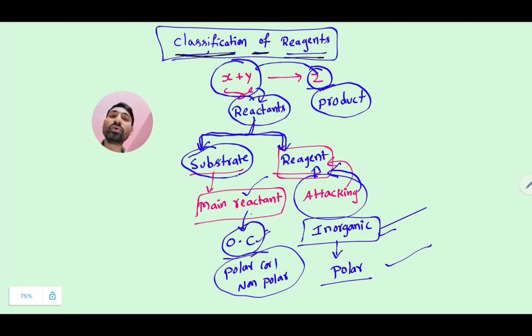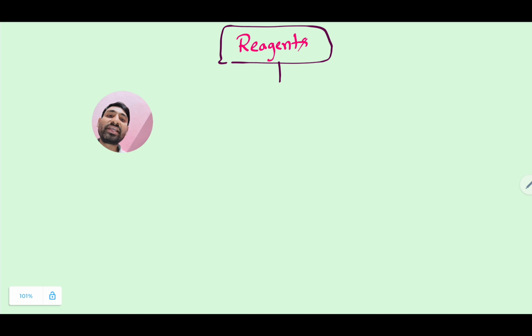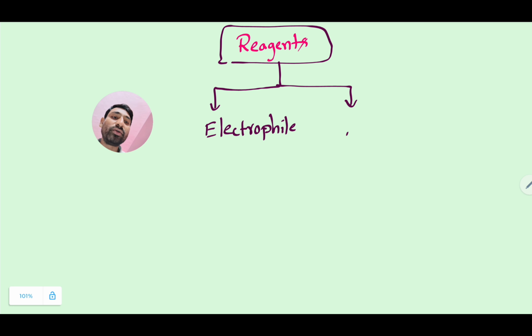Now move to the reagent category. Reagents are of two categories: one is electrophile, and another one is nucleophile.